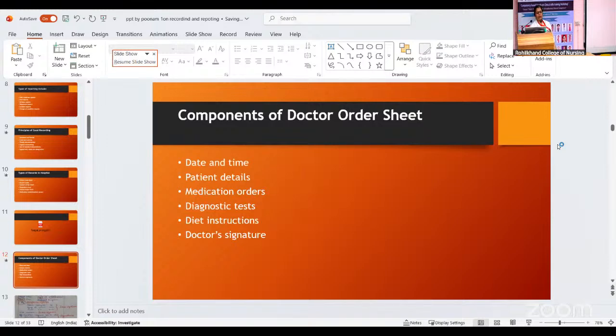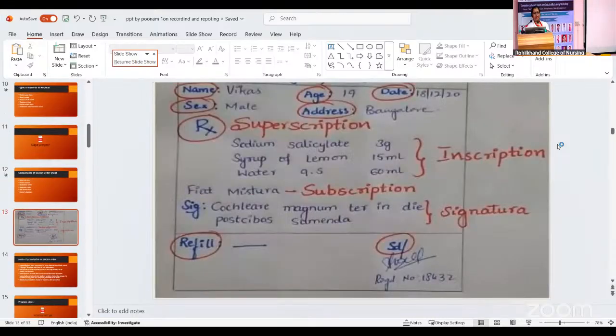Components of the orders: date, time, patient. I have given all the things here. I have instructed you all things here. Then this is the sheet which is given date and time. Then RX. Every doctor is writing RX here.